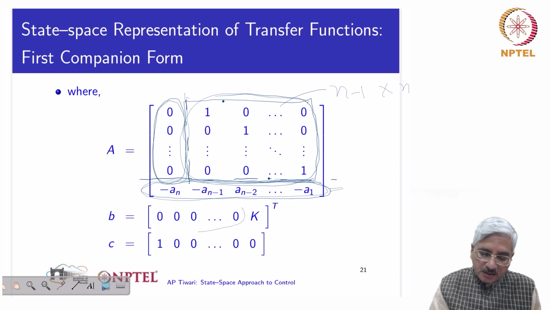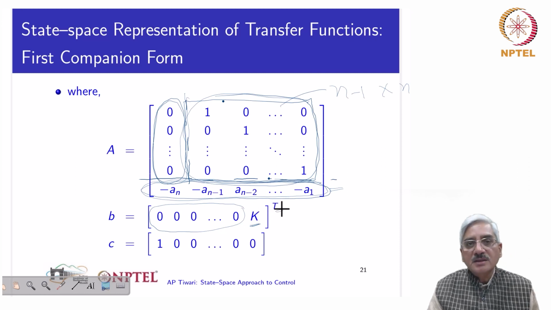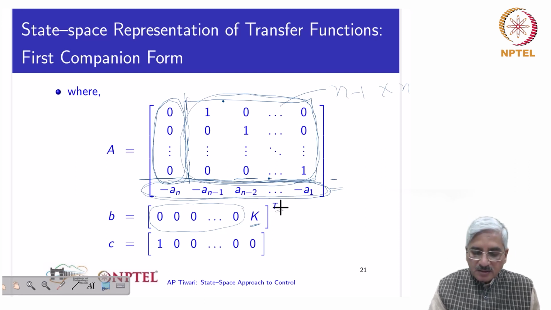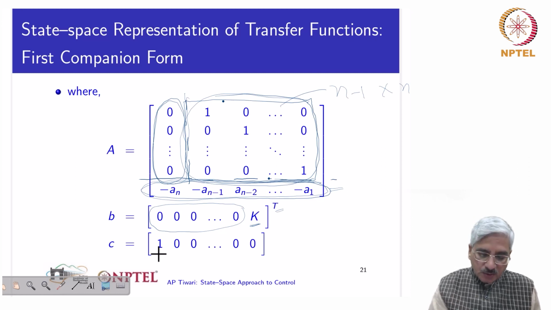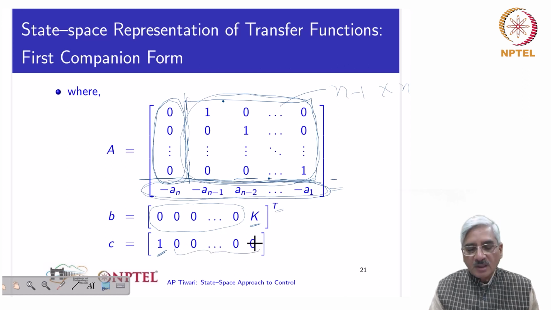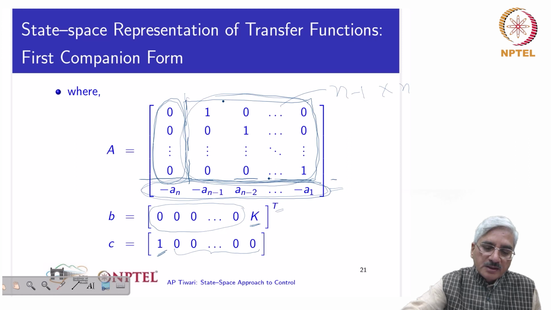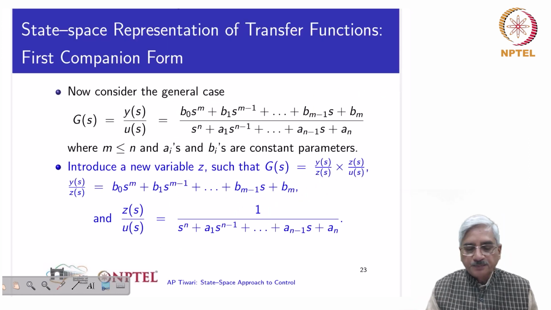B, all elements are 0 and the last element is k. This is a column vector, mind it, because I have put a t here, the transpose. And C, because the output comprises of only one state x1, so C has a 1 here and the rest all zeros. So this is the first companion form representation of the system.